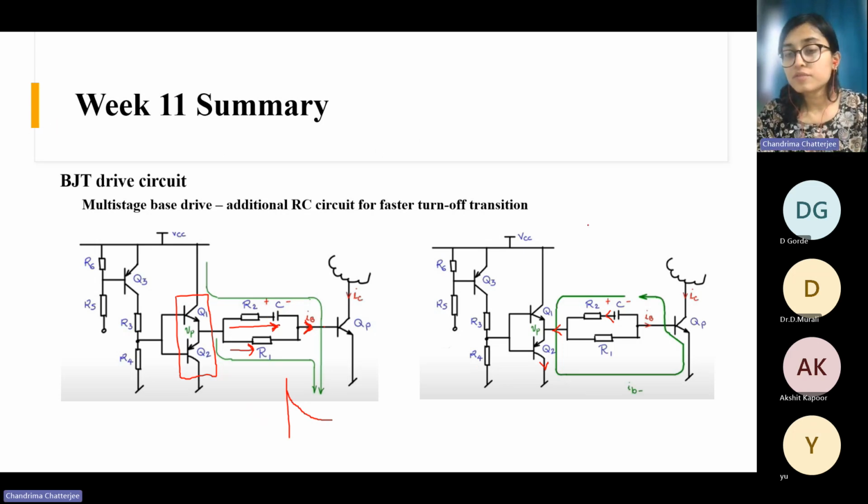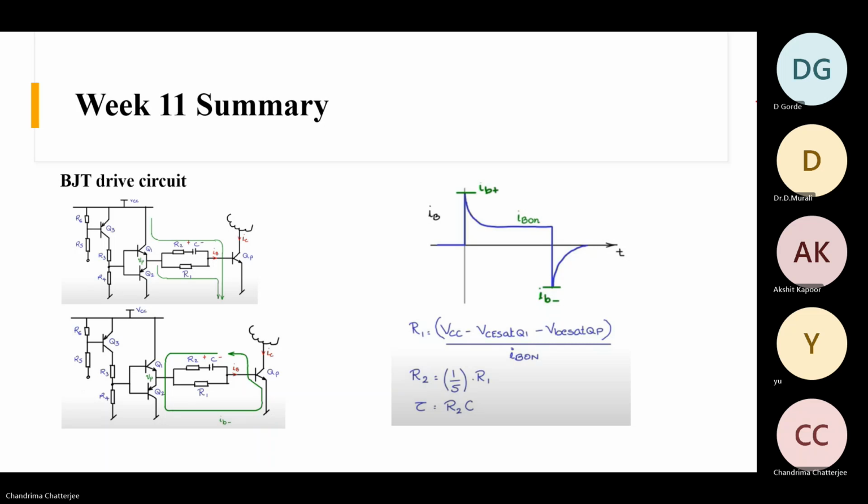And if you are using this circuit, then your transitions become faster if you provide an RC circuit instead of only resistance. Okay. See, this is the current. So during on condition, the capacitor gets charged, and then the current settles here, and then the current flows through R1. What I was telling, the current flows through R1 in this circuit.